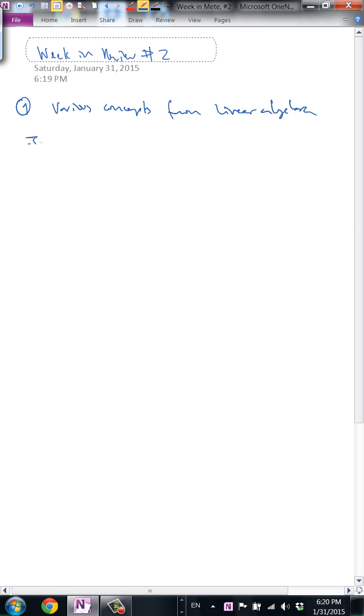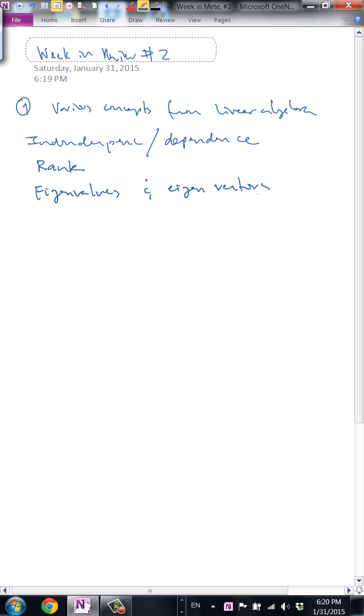So some of these include the notion of independence and dependence, as well as rank, eigenvalues, and eigenvectors, as well as how all of these things interact with this function called the determinant. So let me briefly go over these things.